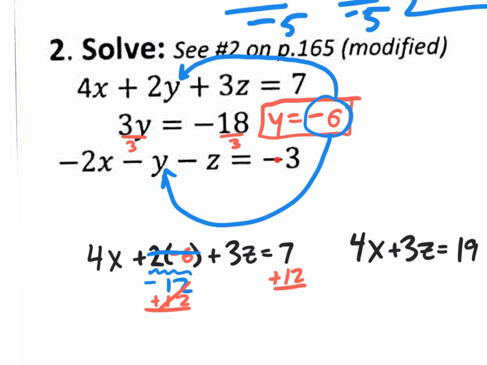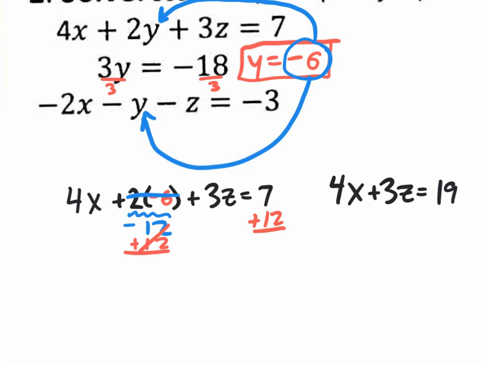Now let's do the same for the bottom one. Okay, this bottom equation, I want to rewrite it. -2x minus y, but instead of y, I'm plugging in the y answer, which is -6. So this is already going to be a +6 right here. And minus z should be at the end. So let me write that down. Minus z equals -3.